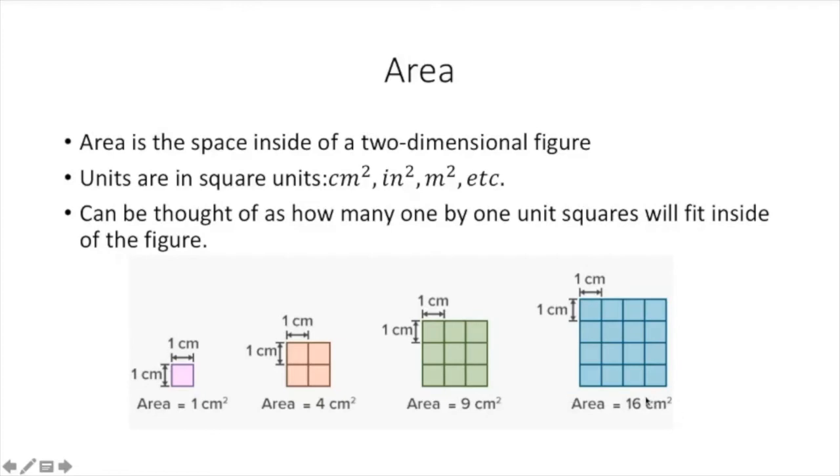Do you guys see the pattern happening there? It's the side, this side times the other side, right? So we have a side times a side. Well, that's going to be the formula for the area of a square. It's going to be side squared.